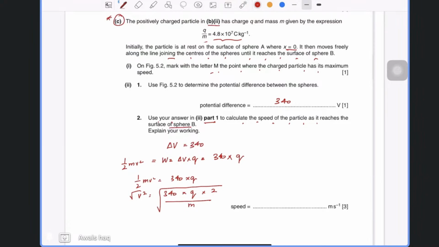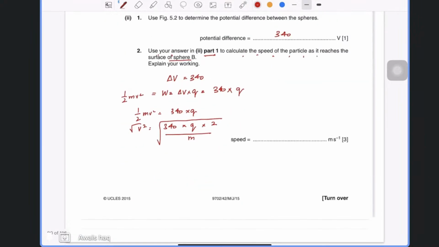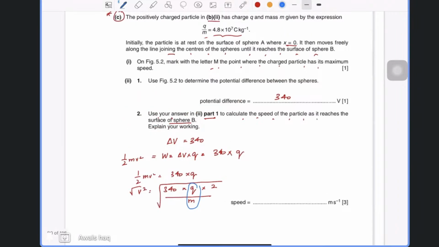Then what you're going to do is you're going to see that this part of the graph basically shows this value that they've given, which means I'm going to have root of 340 multiplied by 4.8 times 10 raised to the power 7 and then 2. What do you get?